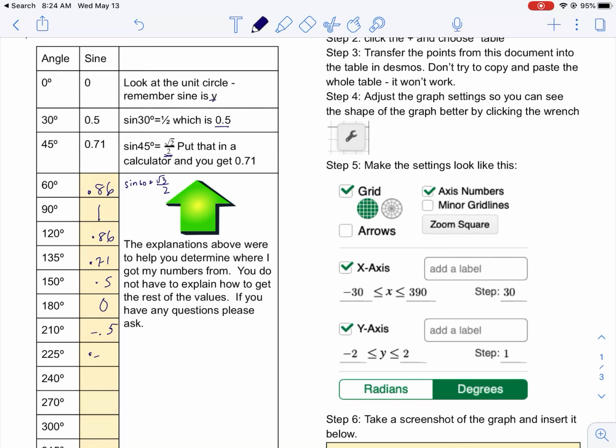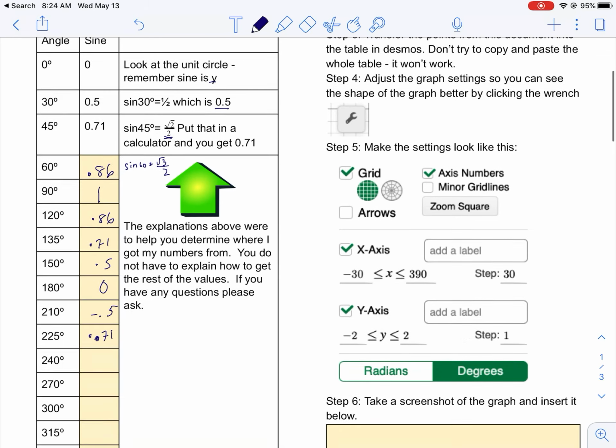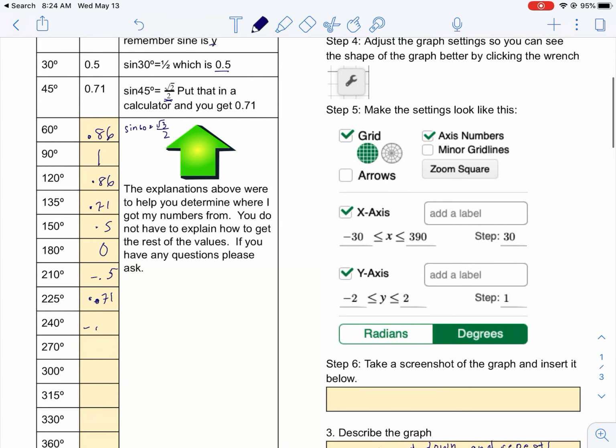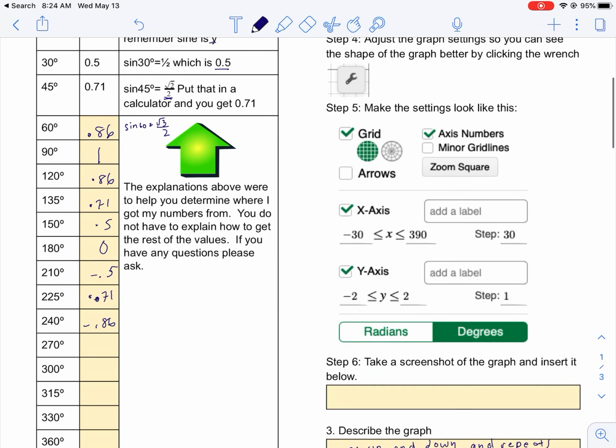Okay, these are all the values I'm getting from the unit circle. All the y values. Notice they're repeating. I like to repeat myself.